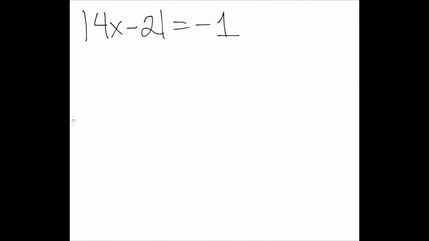Now let's consider this one. The absolute value of 4x minus 2 is equal to negative 1. We should know that absolute value can never be negative. It can only be 0 or a positive number. It has to be greater than or equal to 0. Since there's no way an absolute value could ever be negative, this thing has no solution.